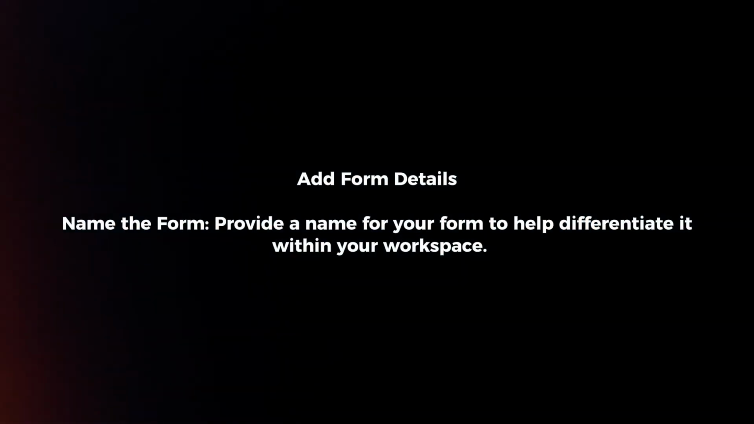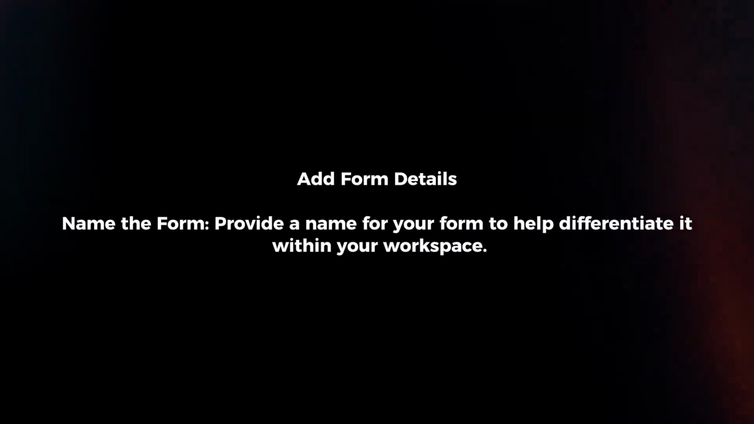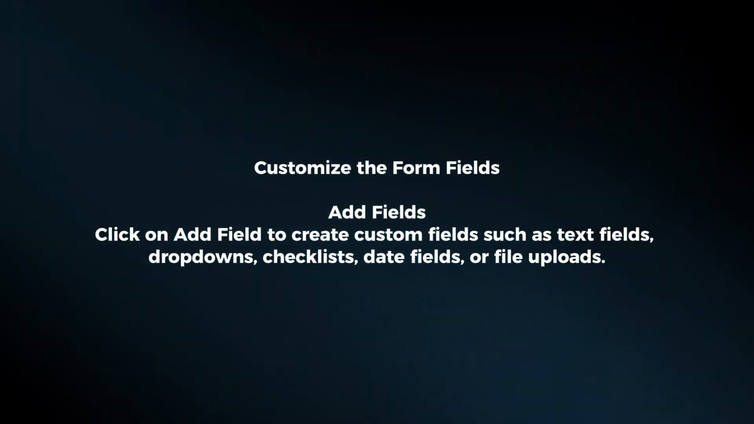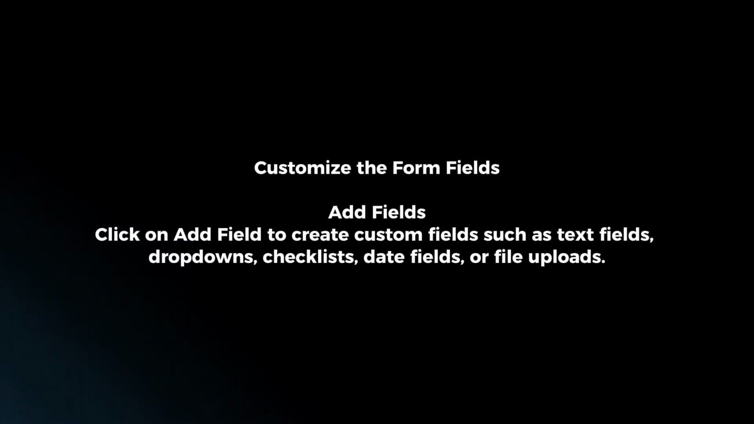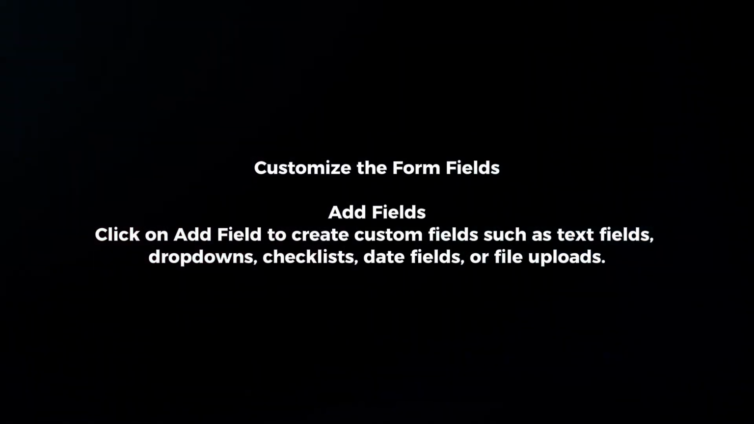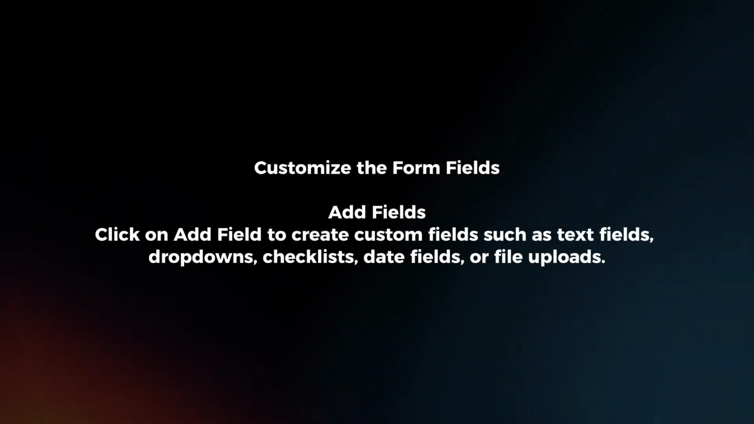Add form details. Name the form. Provide a name for your form to help differentiate it within your workspace. Customize the form fields. Add fields. Click on Add Field to create custom fields such as text fields, drop-downs, checklists, date fields, or file uploads.